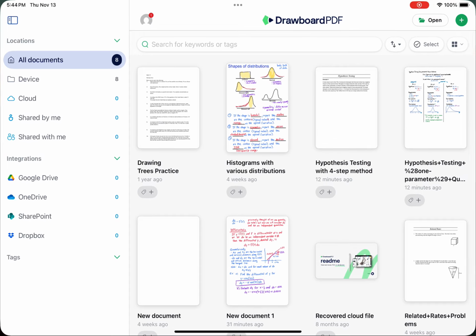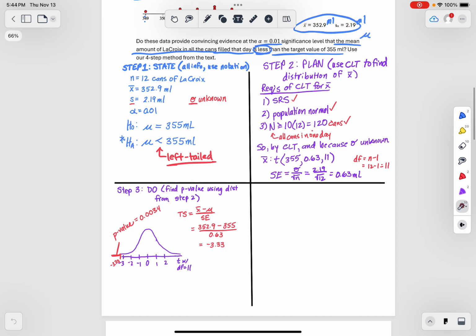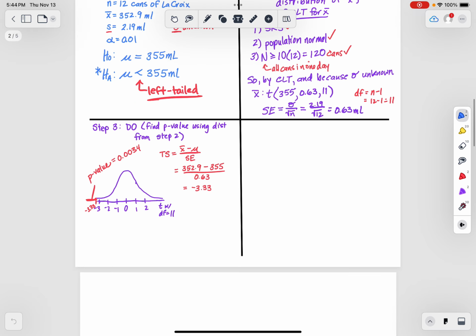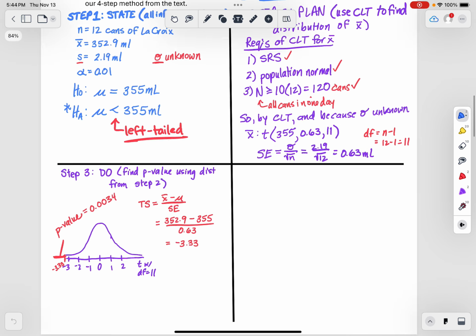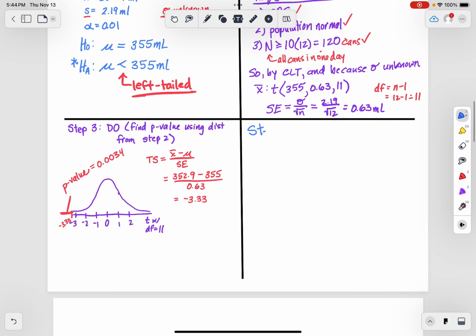Again, this is the hypothesis test for the volume of LaCroix cans. And our step 4 is the culmination of everything we did, but the main thing we're taking from step 3 is this p-value over here. So in step 4, our final step is what we call our conclusion step.